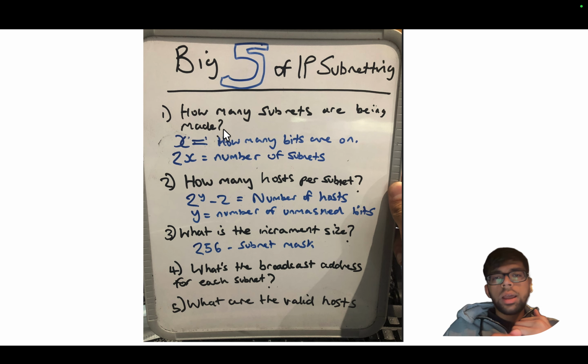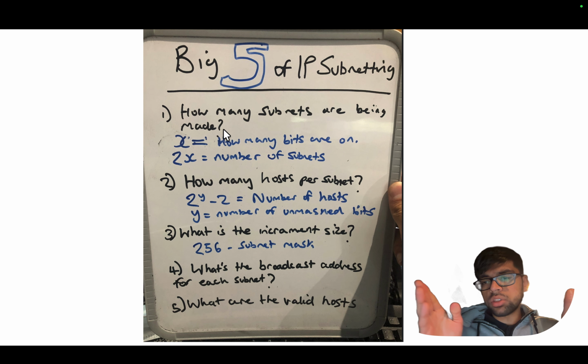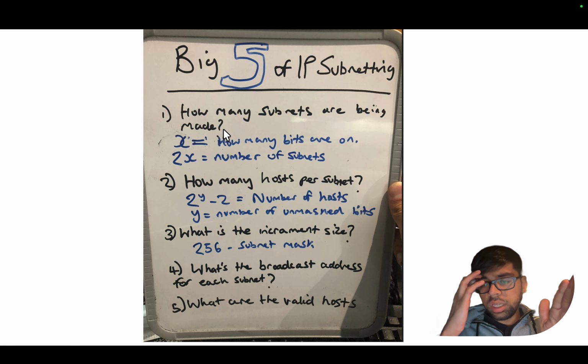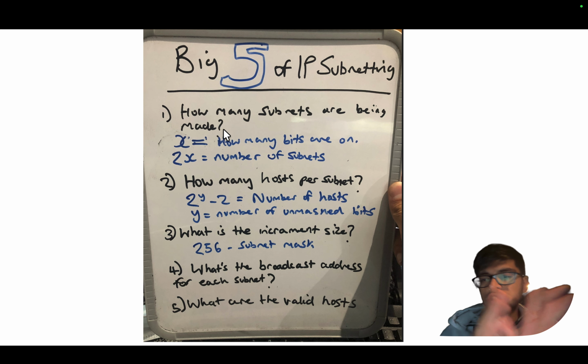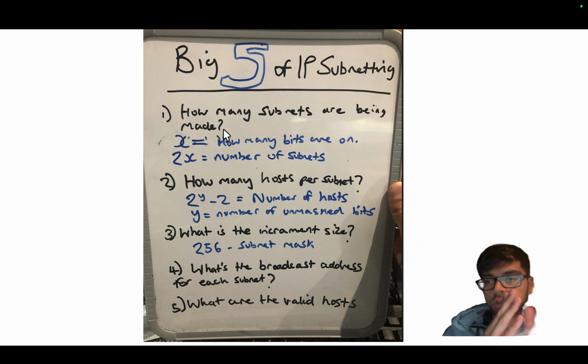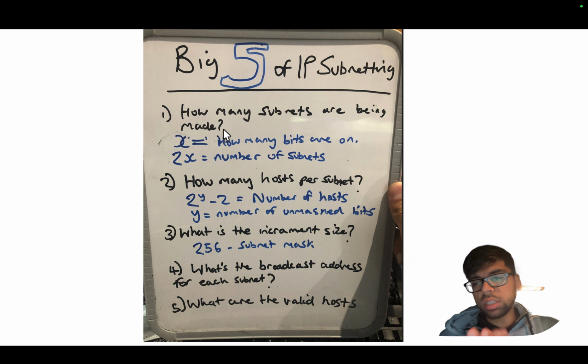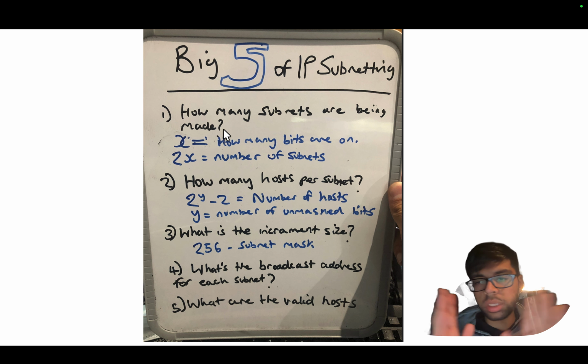So X is how many bits are on in the subnet mask. If you were to write this subnet mask out in binary, how many bits are on? 2 to the power of X is how many subnets are being created. Okay, so you do 2 to the power of how many bits are on in the subnet mask.